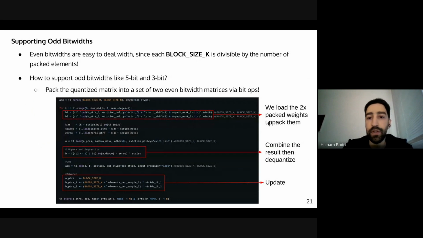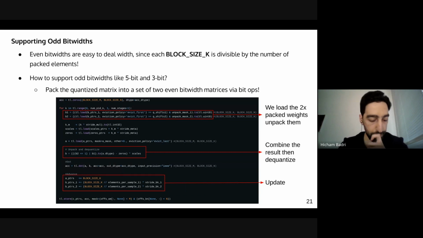Very quickly, I'm not going to go through this in detail, but this slide is about how you support odd bit widths, like 3 bits and 5 bits. If you try to bit pack 3 bits in 32 bits, you can put 10 3-bit elements, but then you're missing 2 bits. It also makes other things weird, because you're working with 10 elements, which is not a power of 2. So it's a kind of nightmare to deal with.